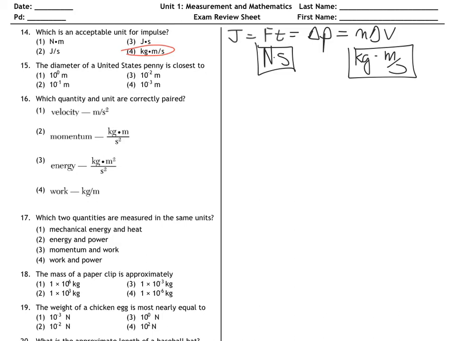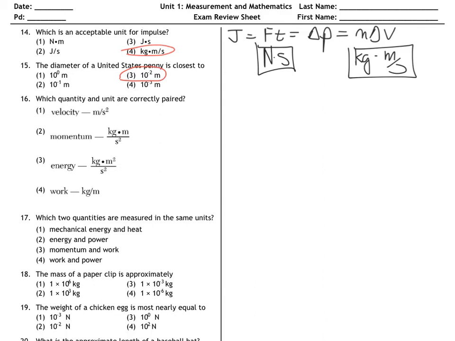All right. So in number 15, it looks like we're at a point where we're going to do just a smidge of estimation. And it says the diameter of a United States penny. So a penny is a bit longer than a person's fingernail, but it's on that same order of magnitude. So it's going to be something like a centimeter, although not exactly. For that reason, I'm going to go with choice 3 because choice 3 is the scientific notation representation of 1 centimeter.